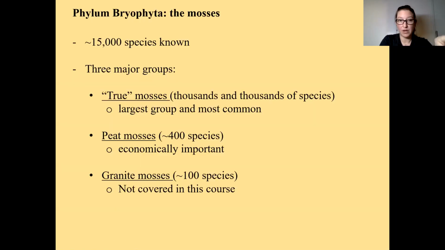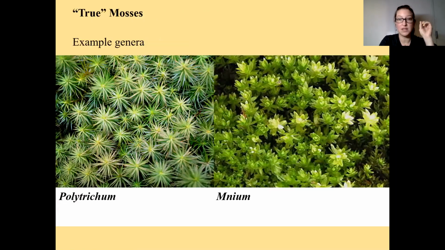So remember, you have the three groups. The biggest group is the true mosses. Thousands and thousands of the species are in that true mosses. Here's what they look like. So true mosses are kind of like the thing you think about if you think about a moss, right?